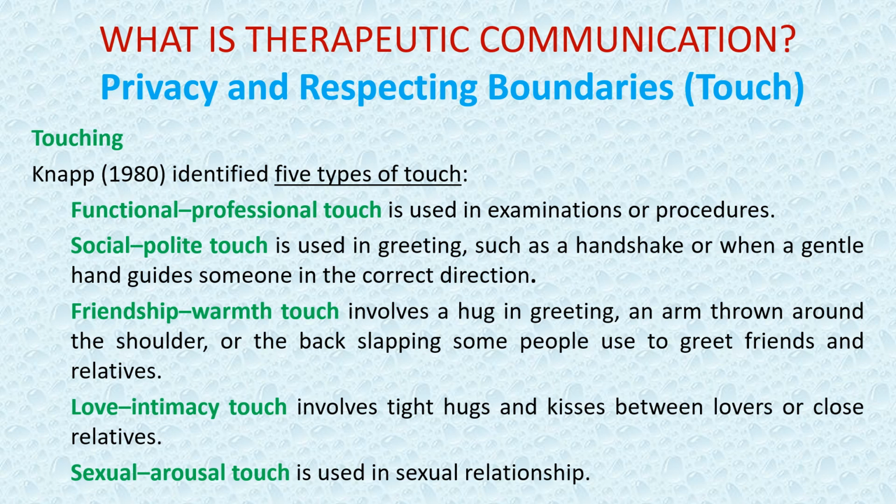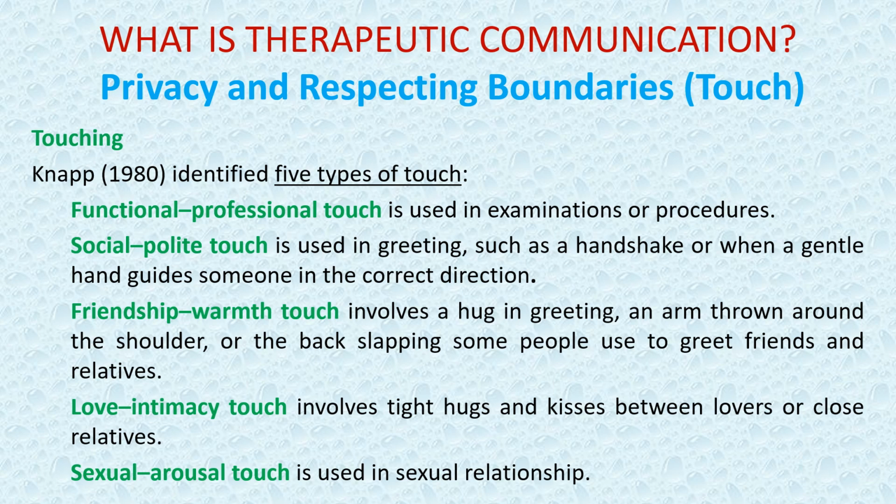There are 5 types of touch that have been defined. The functional and professional touch is used during the physical examination of the patient, or procedures like minor and major surgical procedures. Social polite touch is used as a greeting, such as a handshake. A gentle hand guiding someone in the correct direction is also a social polite touch.